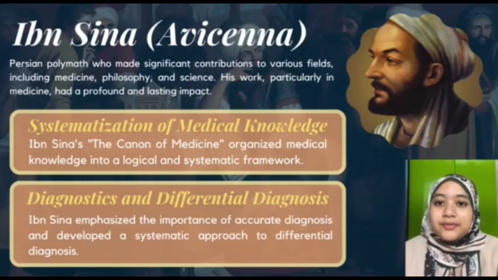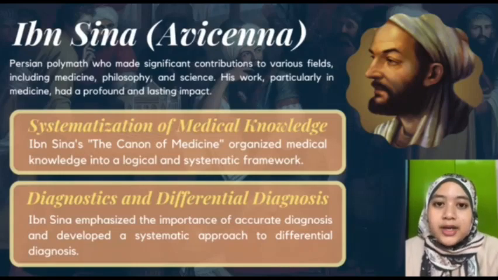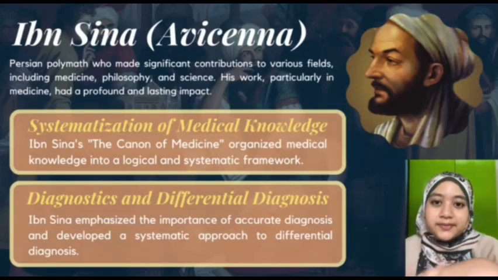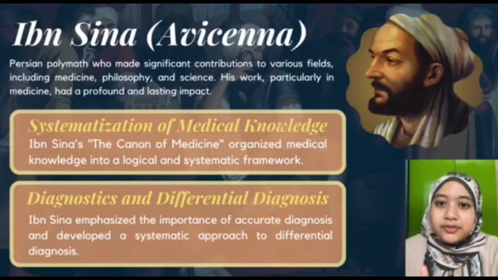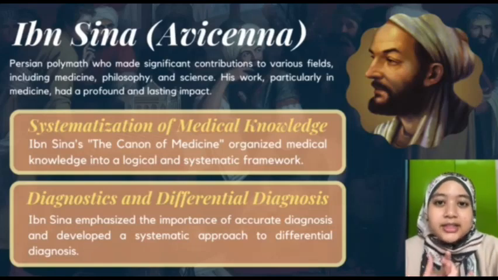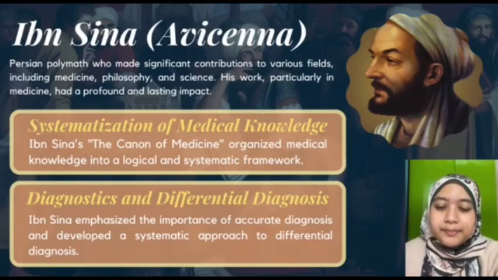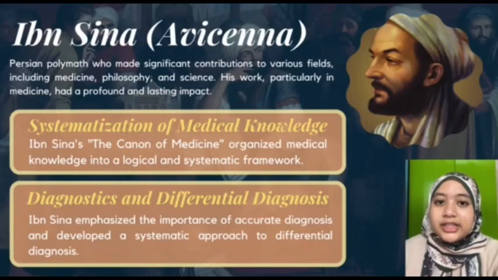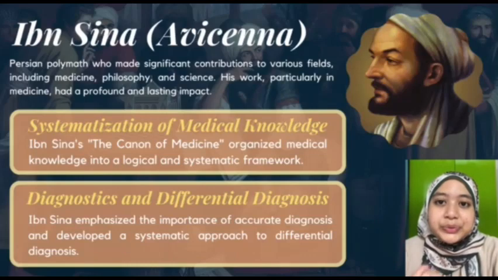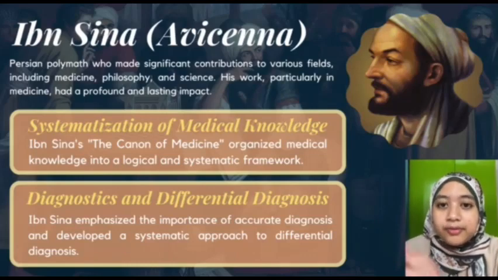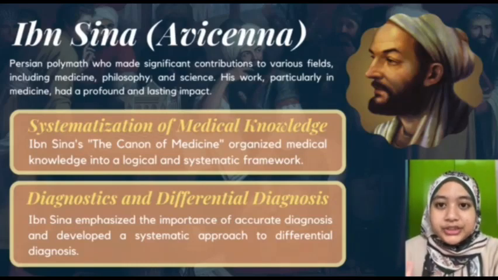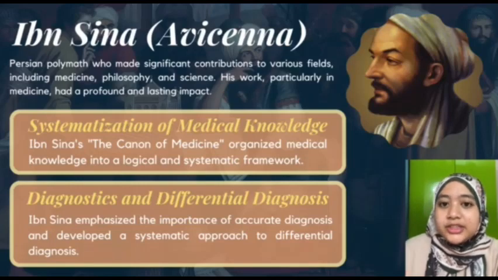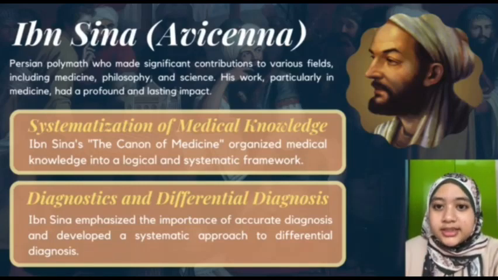He was also known as Avicenna. He was a Persian polymath who made a significant contribution to various fields, including medicine, philosophy, and science. And his work, particularly in medicine, has a profound and lasting impact. So, in his contribution to systematizing medical knowledge, Ibn Sina, in the Canon of Medicine, organized medical knowledge into a logical and systematic framework. It provides a comprehensive overview of medical theory and practice, categorizing diseases, their causes, and their treatments.